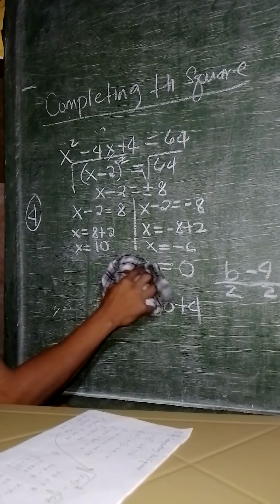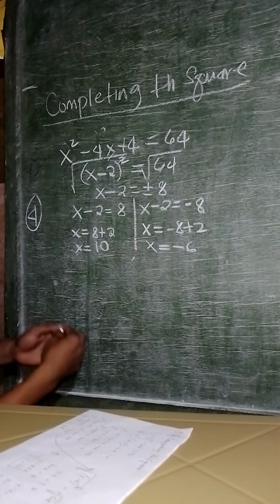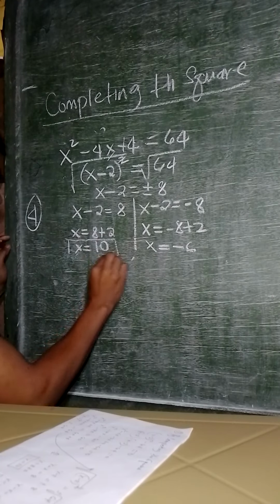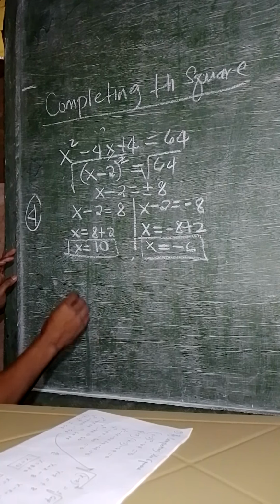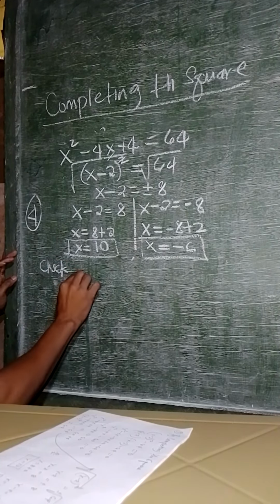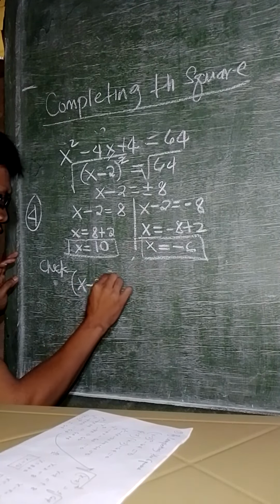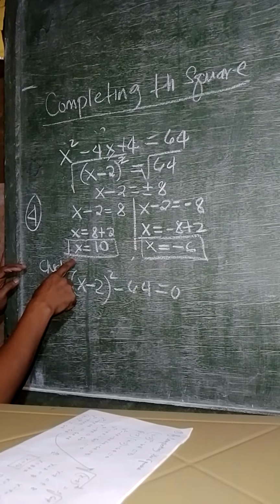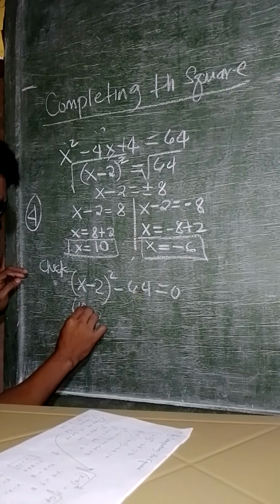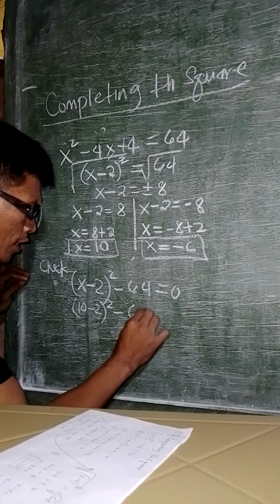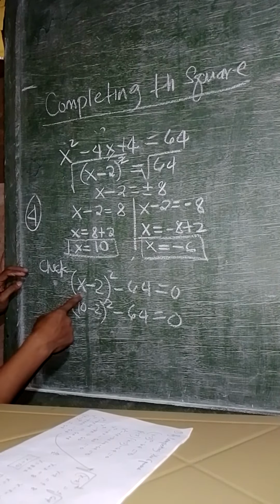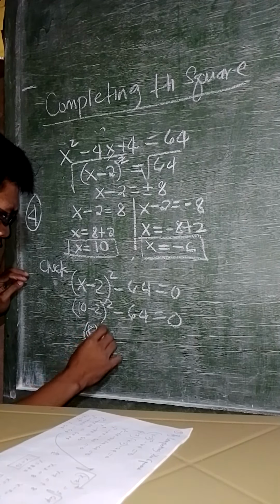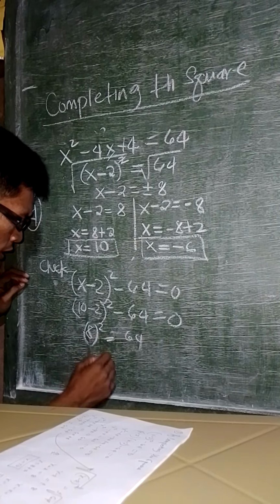So, we come up now with the values. Meron na tayong dalawang values. X is equal to 10 at saka x is equal to negative 6. So, when we try to check the original equation, x minus 2 squared minus 64 is equal to 0. So, let us use 10. Substitute natin yung 10: 10 minus 2 squared minus 64 is equal to 0. Okay? So, ngayon, 10 minus 2 is 8.